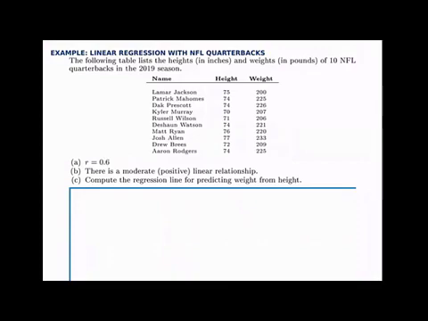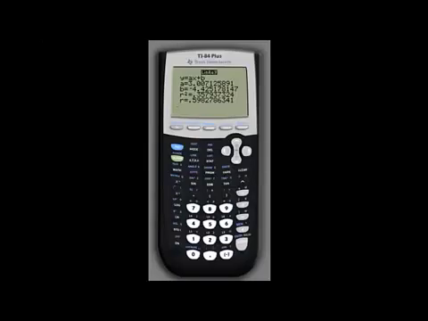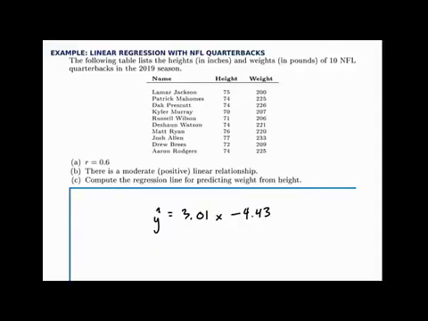So if we go back to the calculator, we can see what we had there. We have A is about 3.01 and B is negative 4.43. So now that we have that, we can move on to the rest of the problem.